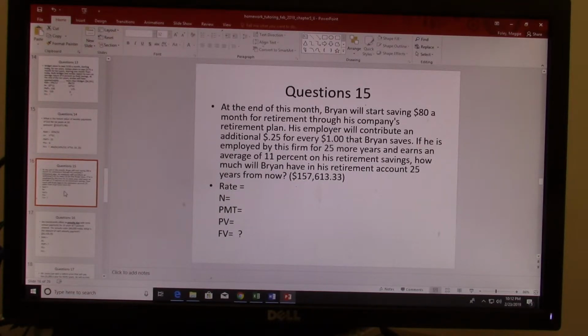Question number 15. At the end of this month, Brian will start saving $80 a month. And his employer will contribute an additional 25 cents for every dollar Brian saves. So this means 25% will be contributed by the employer. And he will work for 25 more years, and his retirement account has an 11% return. How much will Brian have in his retirement account 25 years from now?